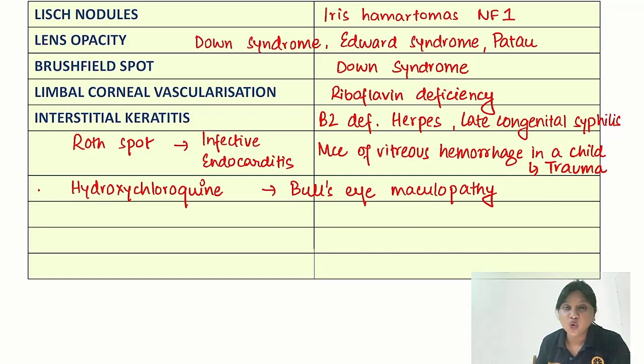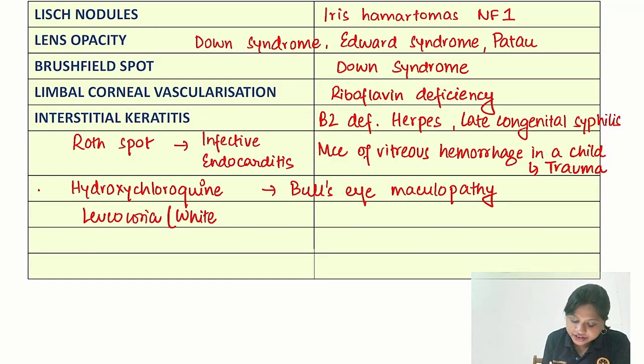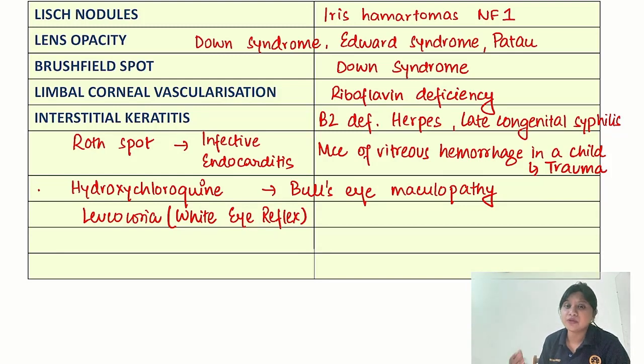Few points on leukocoria. So what is leukocoria? It is nothing but the white eye reflex. So leukocoria or white eye reflex is found in numerous conditions. You must be reading in ophthalmology, congenital cataract, retinoblastoma, PHPV, toxocariasis, even ROP, etc. I would like to make you understand the most common cause of leukocoria. The most common cause is congenital cataract.